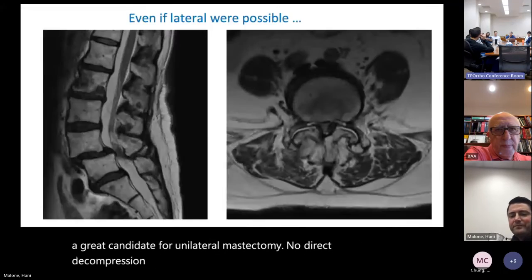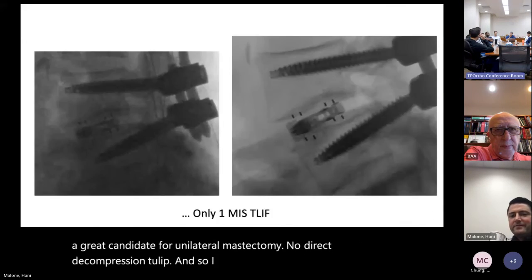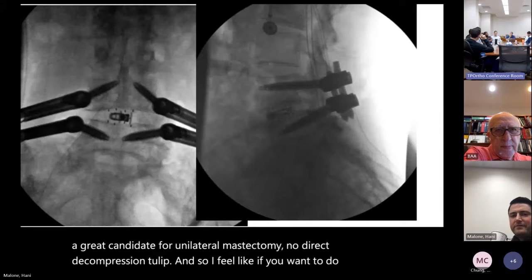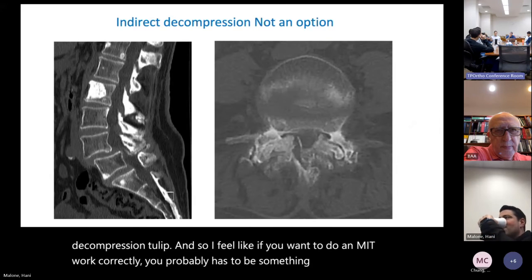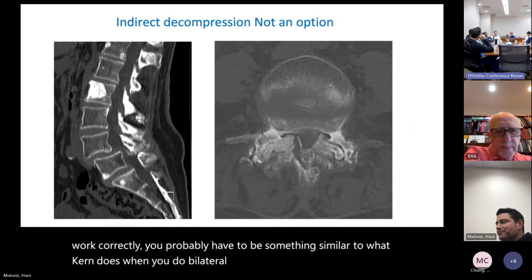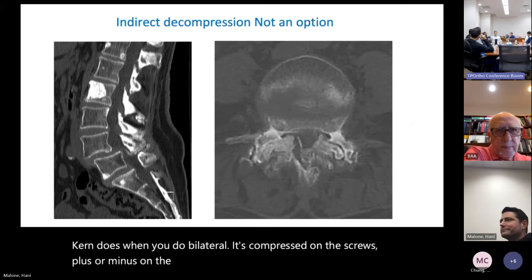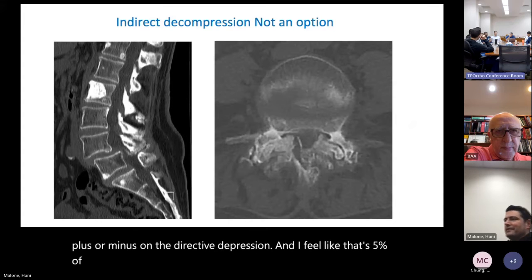So I feel like if you want to do an MIS TLIF correctly, it probably has to be something similar to what Kern does, where you do bilateral facetectomies, compress on the screws, plus or minus a direct decompression. And I feel like only 5% of MIS TLIFers do that. So that's a great point.